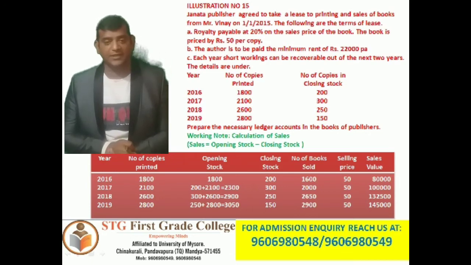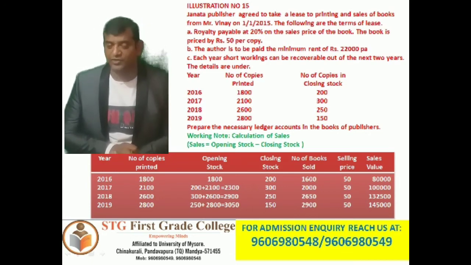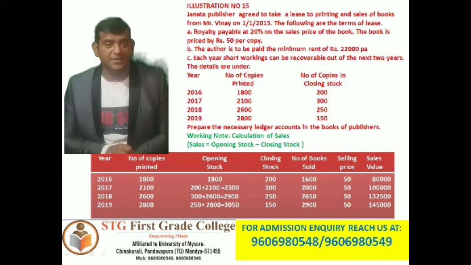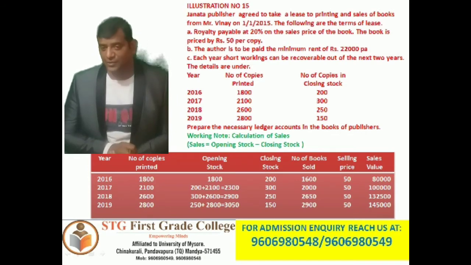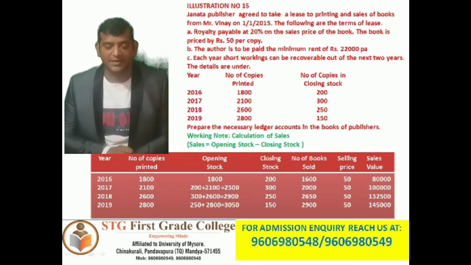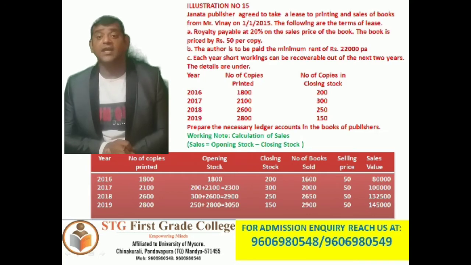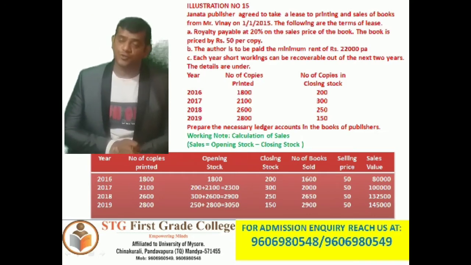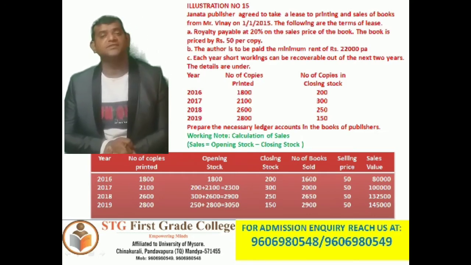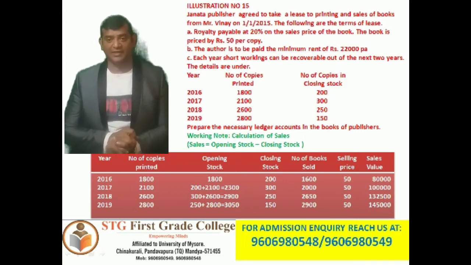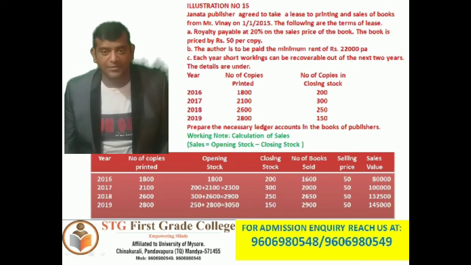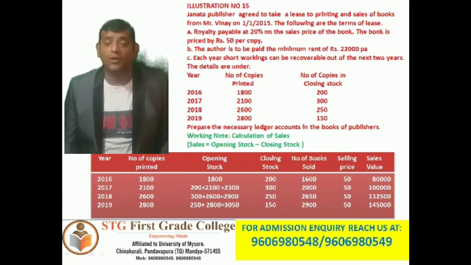So next, in the year 2019, 2,800 books were printed. So the previous year's closing stock of 250 books plus the present year printed 2,800, put together it is 3,050 books, minus closing stock, that is unsold, 150 books. So sold is 2,900. 2,900 into 50 rupees comes to 1,45,000, the sales value. So now we are able to identify the sales value of all the years.